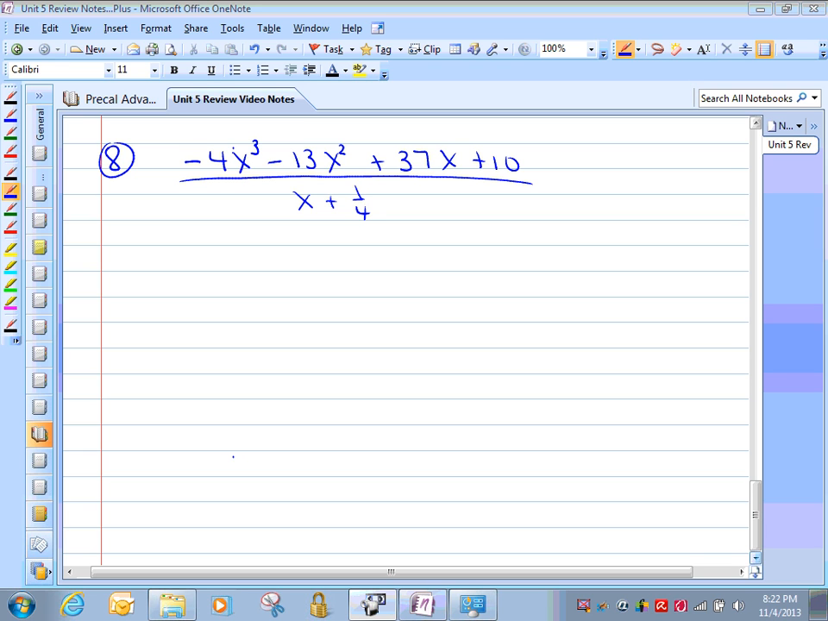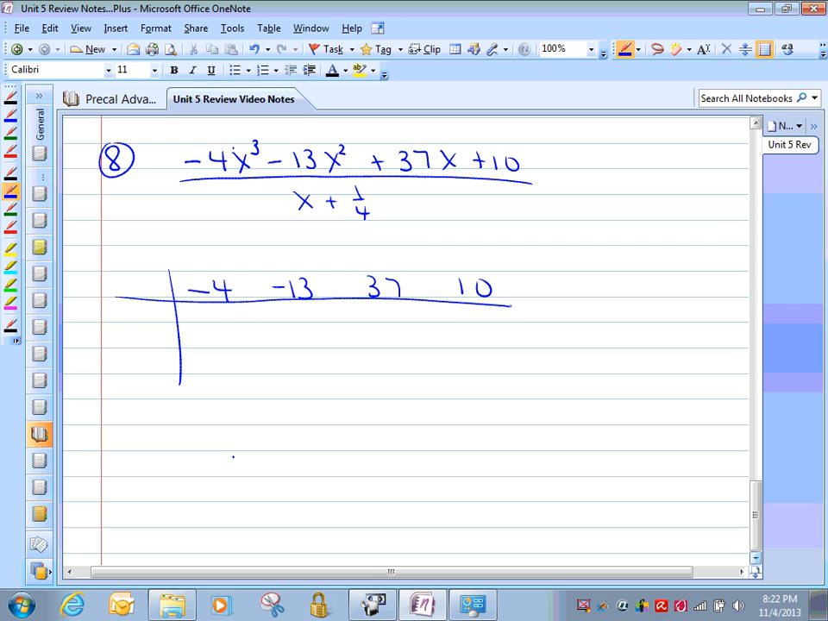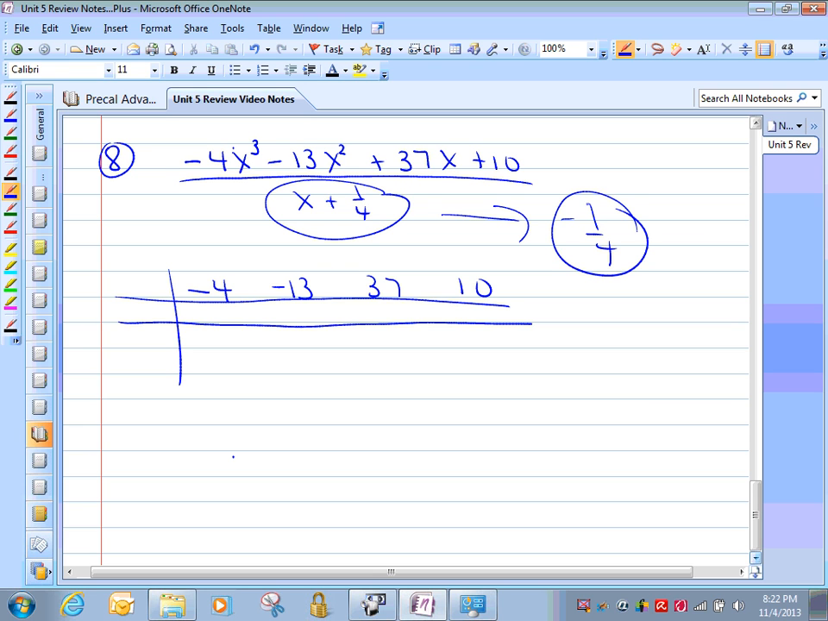Okay, we're going to practice again our synthetic division. We're just asked to use synthetic division to divide. And so we have a cube and a square and an x to the first and a constant, so we're in good shape. So let's go ahead and set up our synthetic division. It would be -4, -13, 37, and 10. And we would synthetically divide by, what would it be? This is the factor, so the solution is -1/4. Be really careful about that.